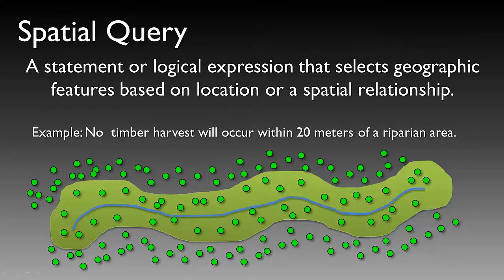A spatial query is a statement or a logical expression that selects geographic features based on location or a spatial relationship. As an example, we'd like to identify those trees that occur within 20 meters of a riparian area and restrict those trees from being harvested during a timber harvest operation. Based on the 20-meter buffer around our riparian area, we can then select those points that fall within that buffer and identify those trees as no-harvest trees.